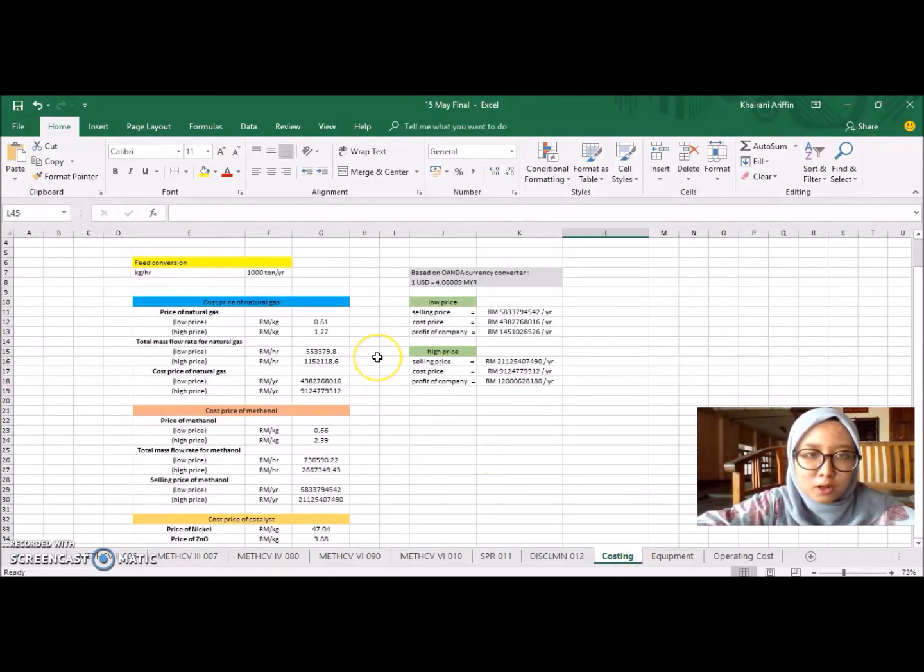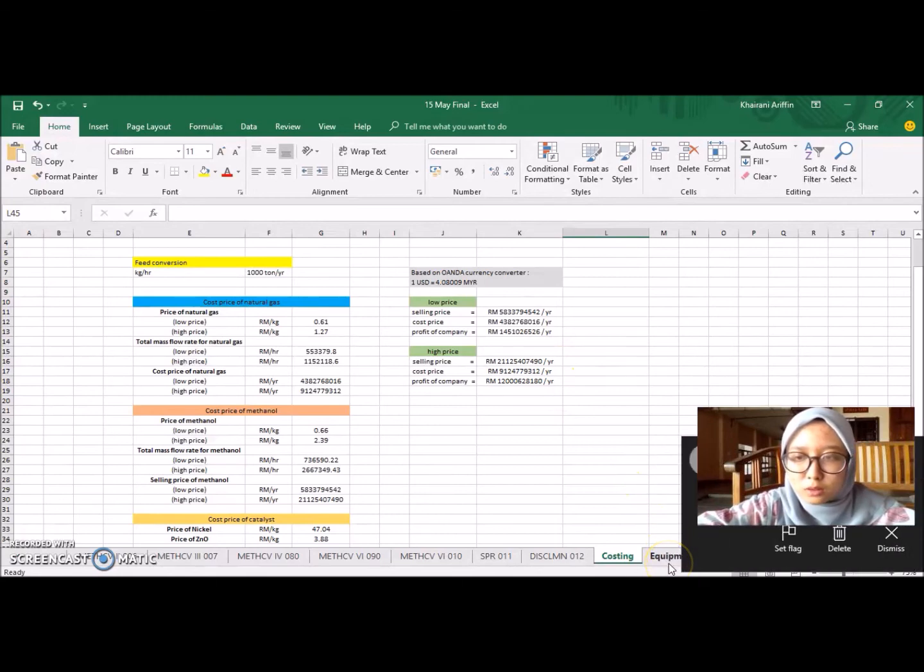This is our costing for our last semester, and this is our feed conversions of natural gas. 1,000 tons per year, and this is the cost price of natural gas, and this is the cost price of methanol, and this is the cost price of catalyst that we use in our design. We use only two catalysts, which is nickel and zinc oxide, which is in hydrosulfurator. This is how we convert our price into Malaysian ringgit. Okay, this is our profit for our company.